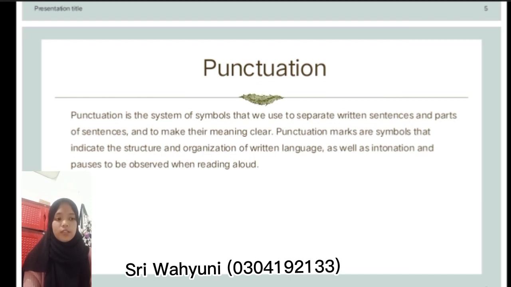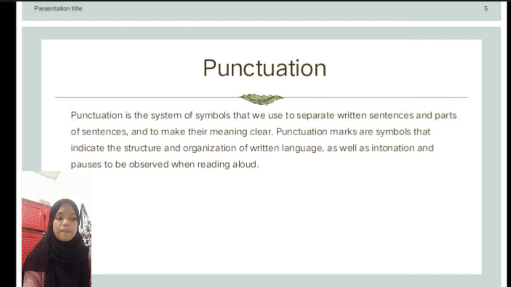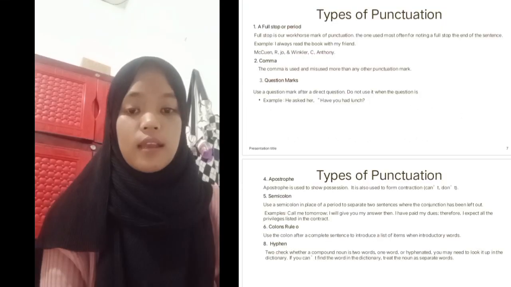Okay, my name is Sri Wahyuni and I want to explain about punctuation. Punctuation is the system of symbols that we use to separate written sentences and parts of sentences and to make their meaning clear. Punctuation marks are symbols that indicate the structure and organization of written language, as well as intonation and pauses to be observed when reading aloud.